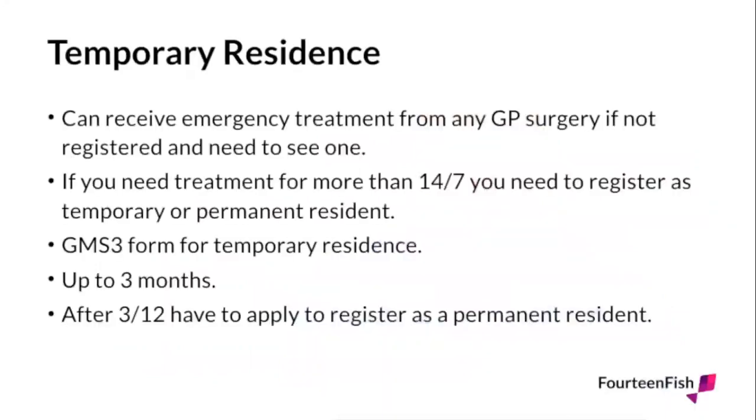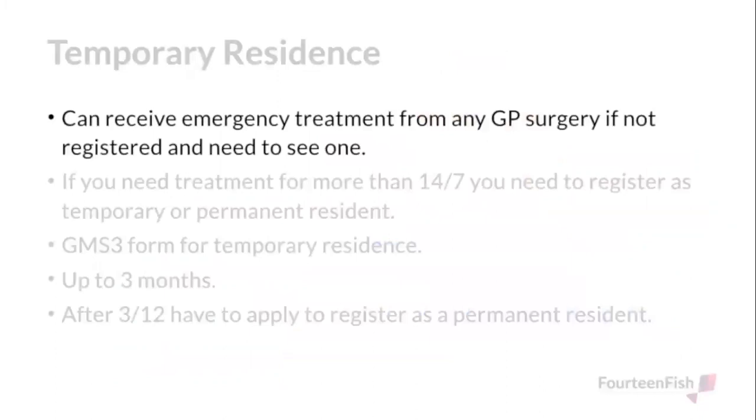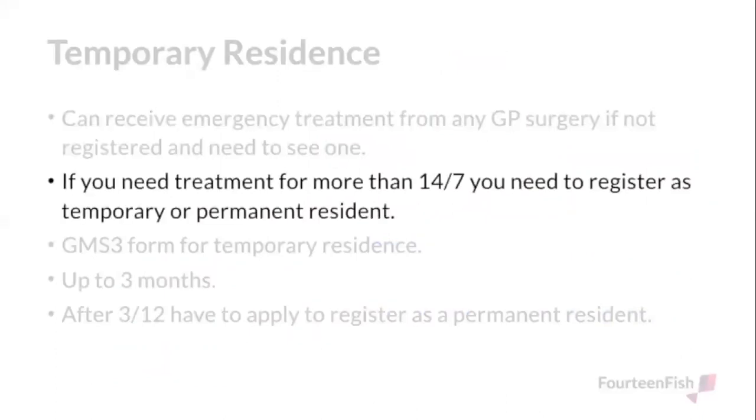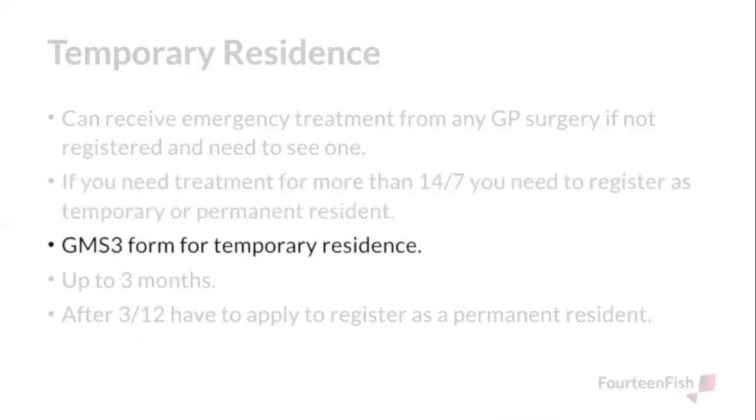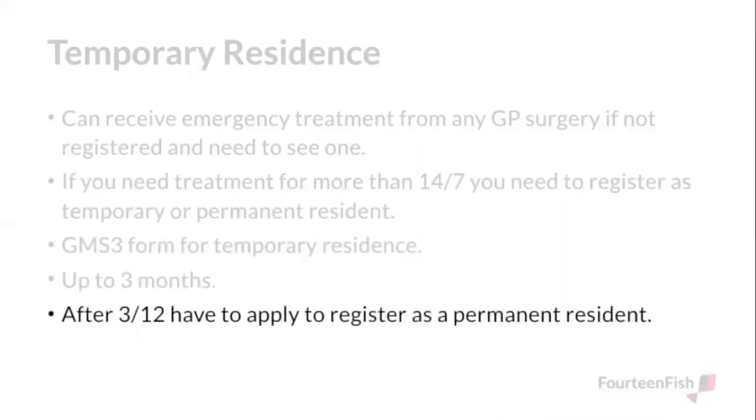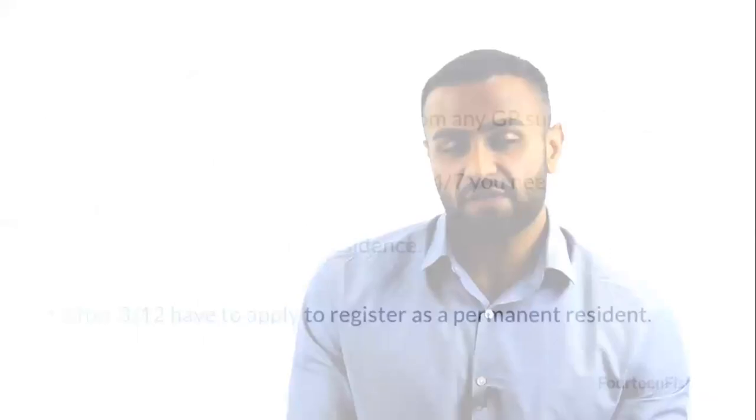In terms of temporary residence, you can receive emergency treatment from any GP surgery if you're not registered already and you need to see a GP. If you need treatment for more than 14 days, you must register as a temporary or permanent resident. In order to register as a temporary resident, you must complete what's known as the GMS3 form for temporary residents. This enables access to care for patients for up to 3 months, after which they would need to apply to register as a permanent resident.